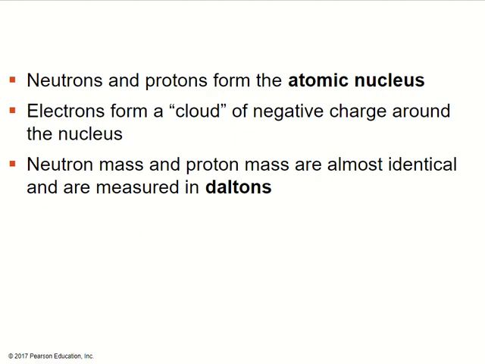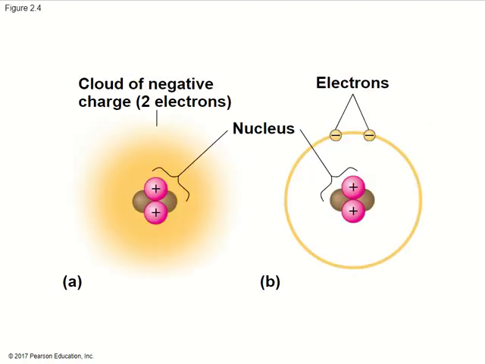Now, neutrons and protons form the atomic nucleus, the center of an atom, which has a large amount of positive charge from the protons. The electrons form an area of probability, or a hazy cloud of negative charge around the nucleus. Neutron mass and proton mass are very closely identical, and they are typically measured in the scientific unit of daltons.